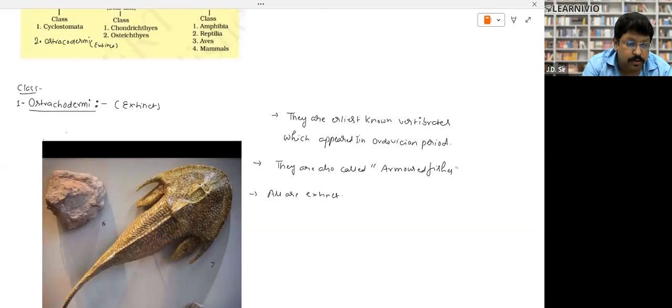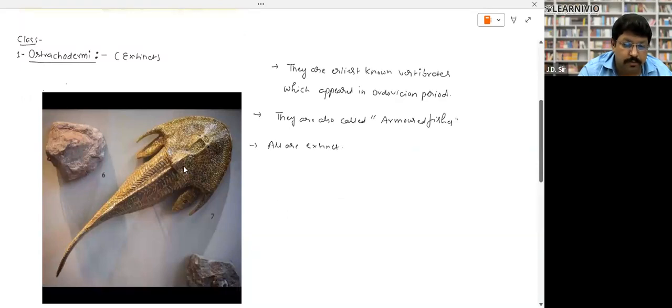Right, cyclostomata. Okay, fine. So ostracoderms, they are the earliest known vertebrates. You can see this is the fossil of an ostracoderm. This is not a fish, rather it's a fossil of an ostracoderm. I have shown you, right? It's not real because they are extinct.